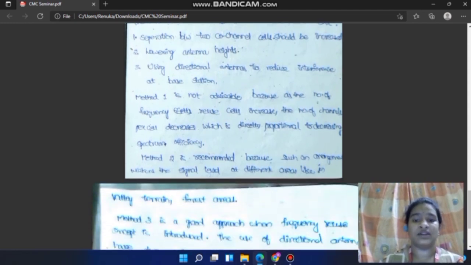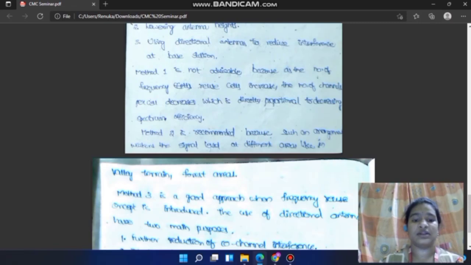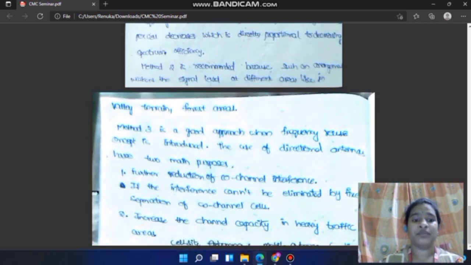Method 1 is not advisable because as the number of frequency reuse cells increases, the number of channels per cell decreases, which directly means decreasing spectrum efficiency. Method 2 is recommended because such an arrangement weakens the signal level at different areas like valley terrain and forest areas. Method 3 is a good approach when the frequency reuse concept is introduced.